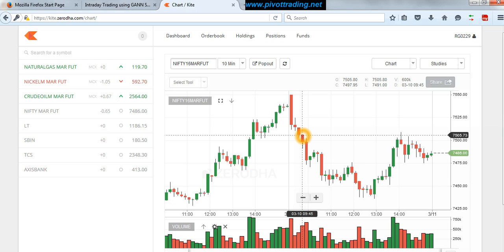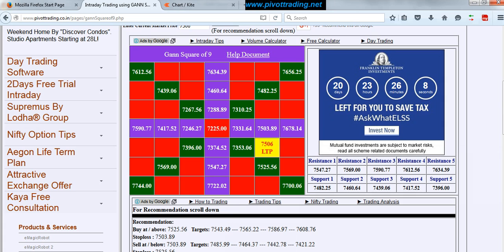If you look at the next candle, it opened at 7506 or 7505.73, and then the sell was triggered at 7503, and then you can see within a fraction of minutes our first target of 7485 was achieved. Let's look at the levels again. So sell was at 7503. First target was 7485. Second target is 7464, third target is 7442, and the fourth target is 7421.